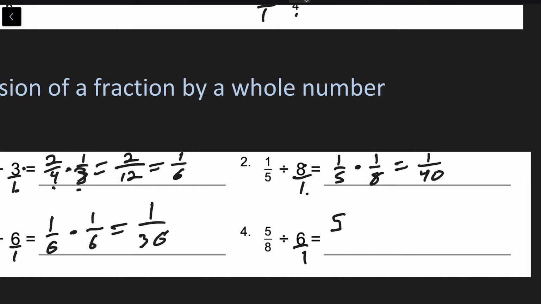Now 6, we're going to change it to 6 over 1. Now 5 over 8 times the reciprocal of 6 over 1, which is 1 over 6. So 5 times 1 is 5, and 8 times 6 is 48.